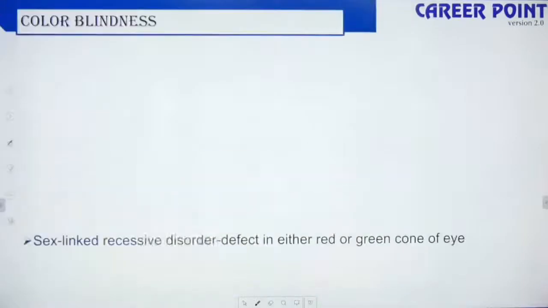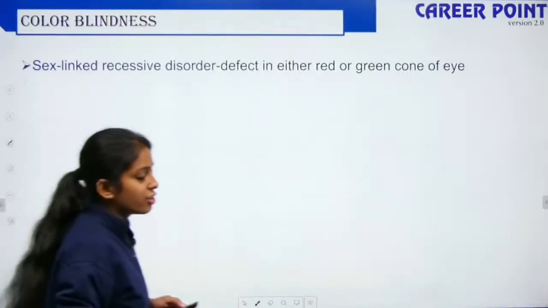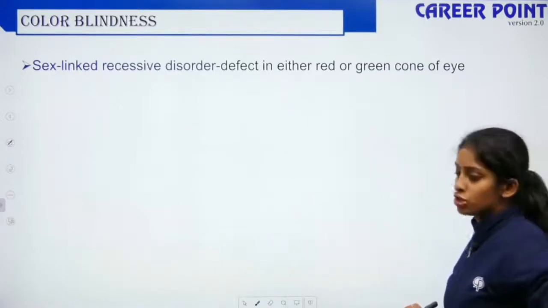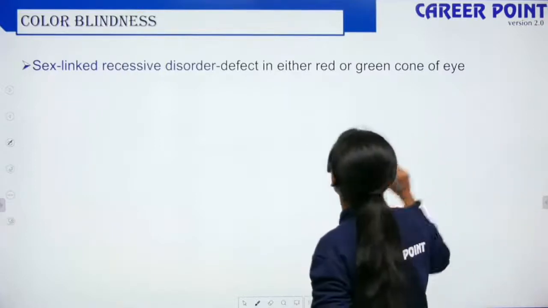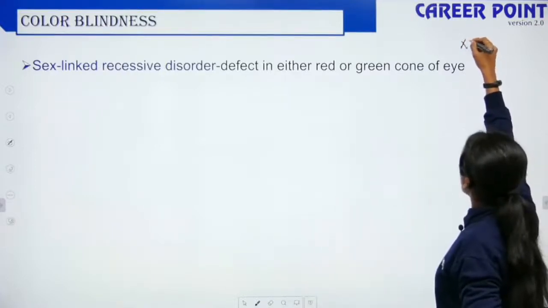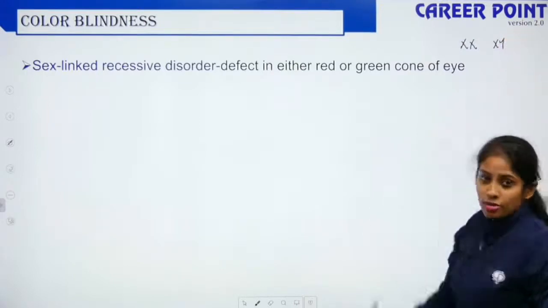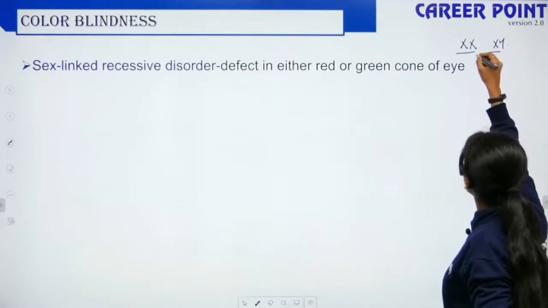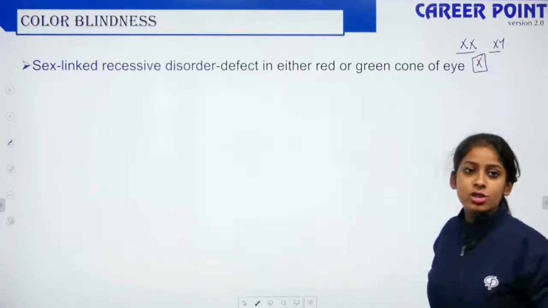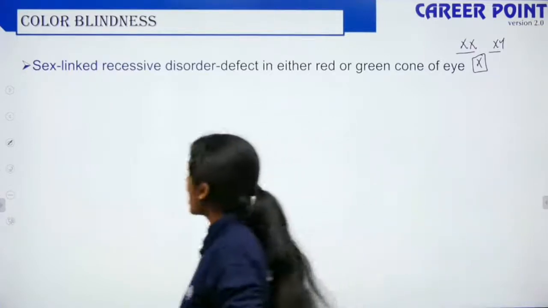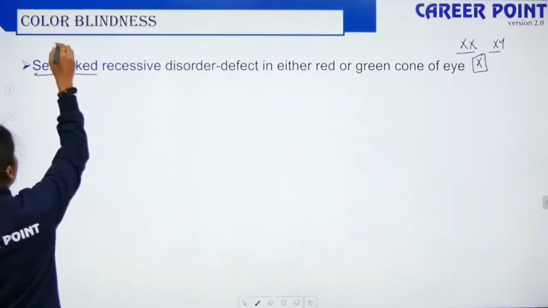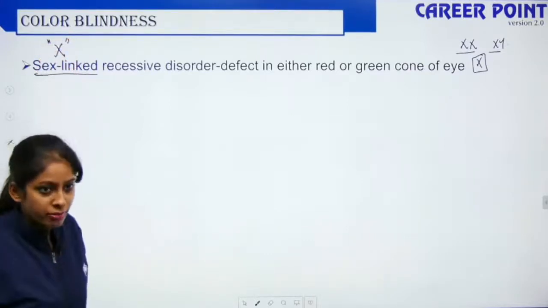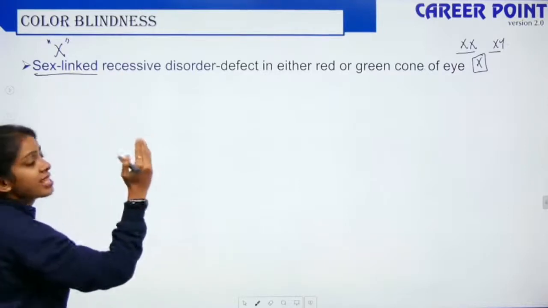Okay. So first let's look at your Mendelian disorders. Let's talk about what color blindness is. Color blindness is a sex-linked recessive disorder. What do I mean by sex-linked? Sex in human beings is XY and XX. When I say sex-linked, it means there is a mutation on your X chromosome, because X is common to both the sexes, both male and female. So it is a sex-linked recessive disease.